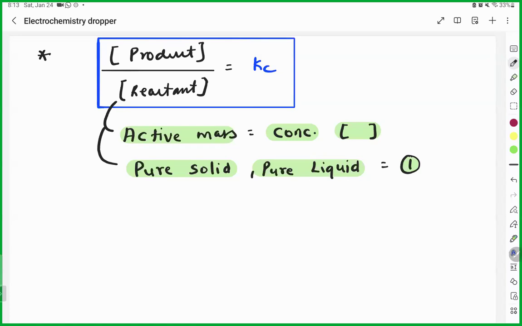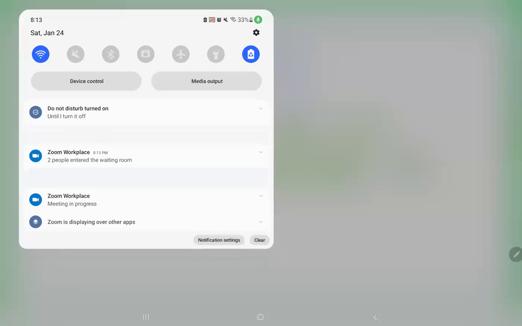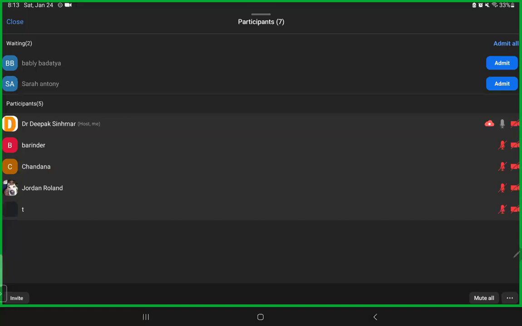So, Pratigya, Sara. What happened to Pratigya and Sara?